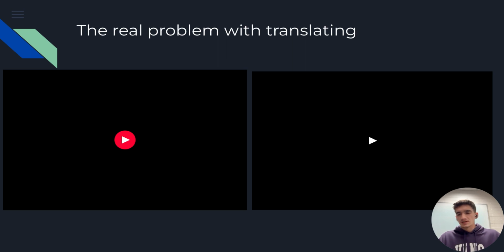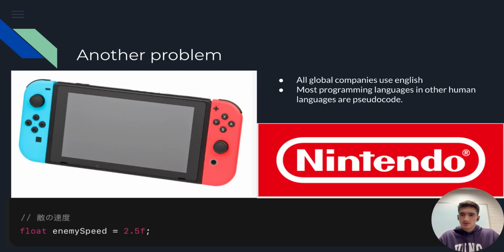So that's one problem. Here's the other problem. We can talk about human languages again. Every global company in the world uses programming languages in English, mostly because the English programming languages are the only ones that run actual software and are not just pseudocode.